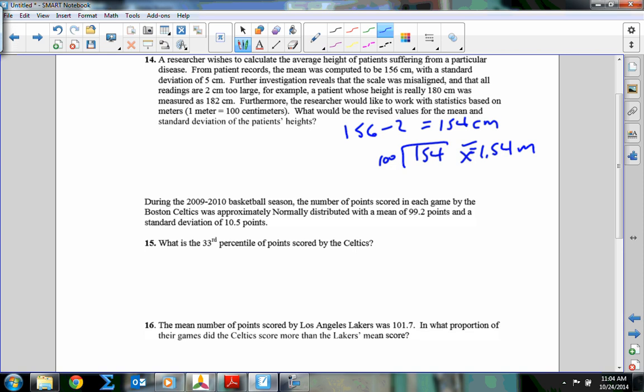There we go. Now, standard deviation will not be affected by the subtraction. All right. So the standard deviation would still be 5 centimeters as far as the subtraction goes. However, it does get affected by the division.